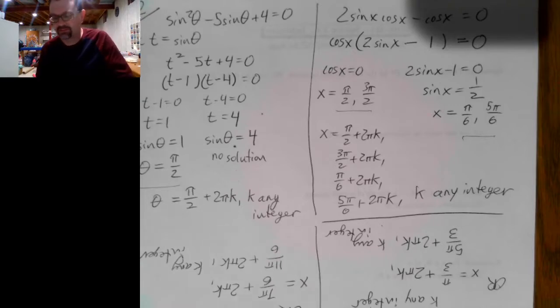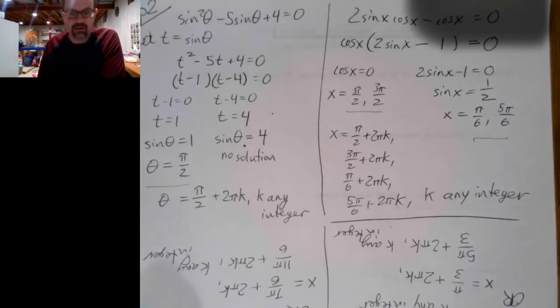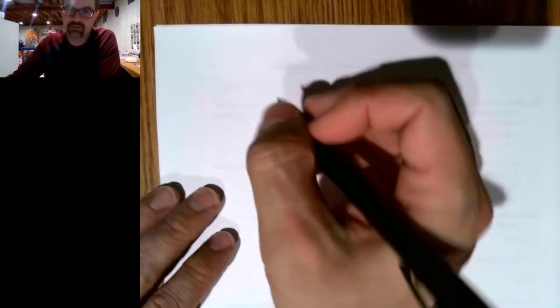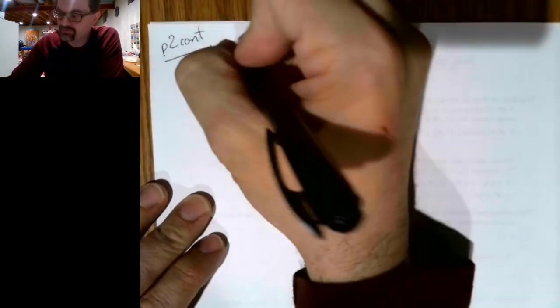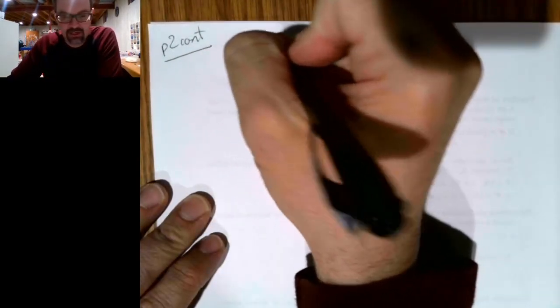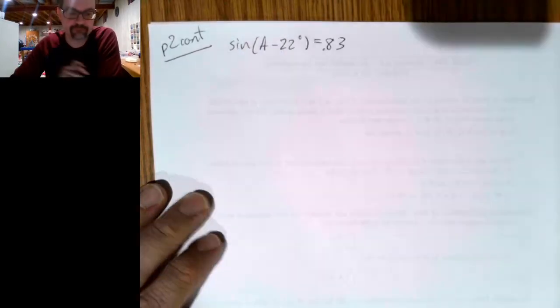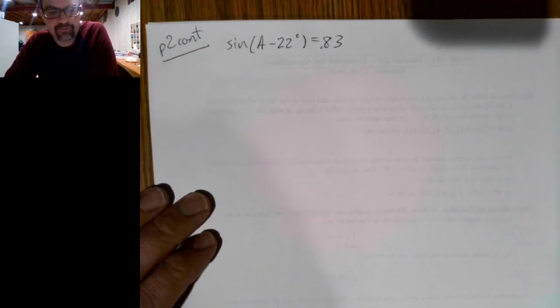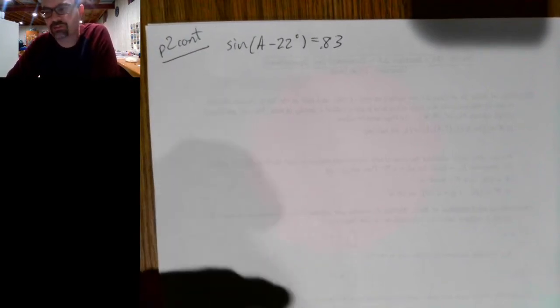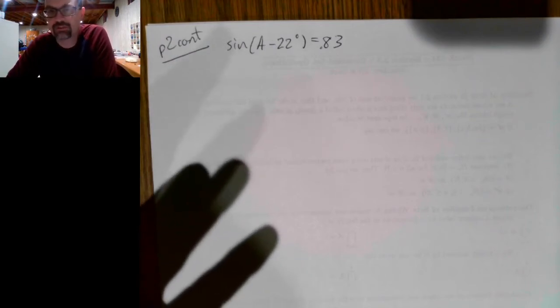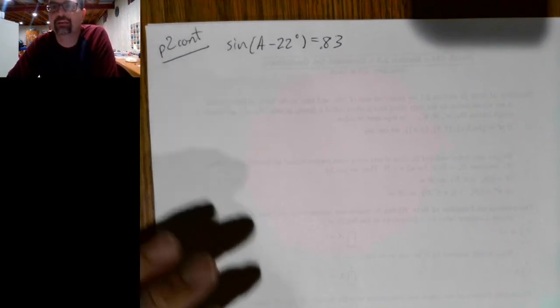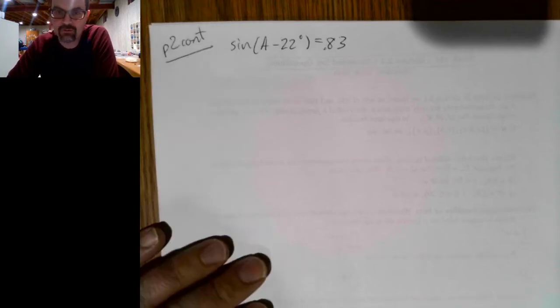Couple more examples, and then the rest of the section is stuff for you to try. So, continuing, this is page 2 continued for 6.1. We have a very different looking equation. Sine of a minus 22 degrees equals 0.83. Find all the degree solutions, which means finding the degree solutions in the basic interval and then adding anything that's coterminal with those.